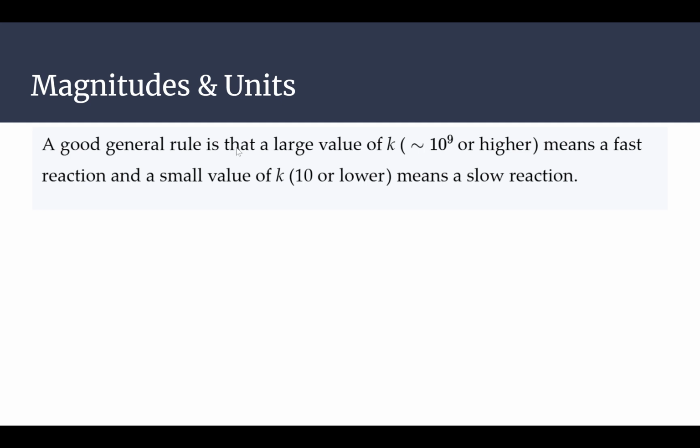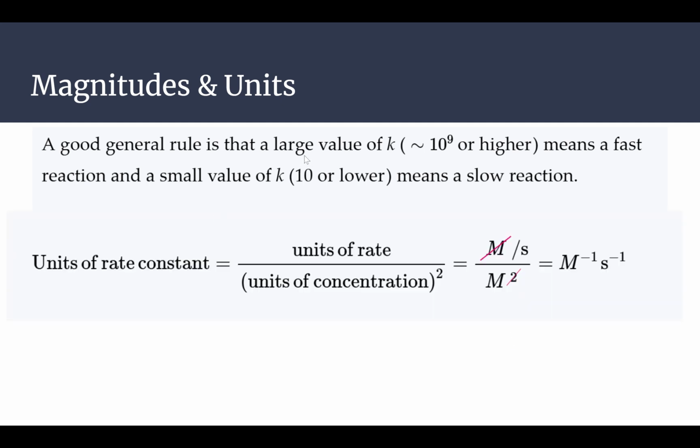And a good general rule is that a large value of K, 10 to the ninth or higher, means a fast reaction, and a small value of K, 10 or lower, means a slow reaction. So basically, the larger your K is, the faster your reaction, and the smaller your K is, the slower your reaction. And this is how you determine the units of K.